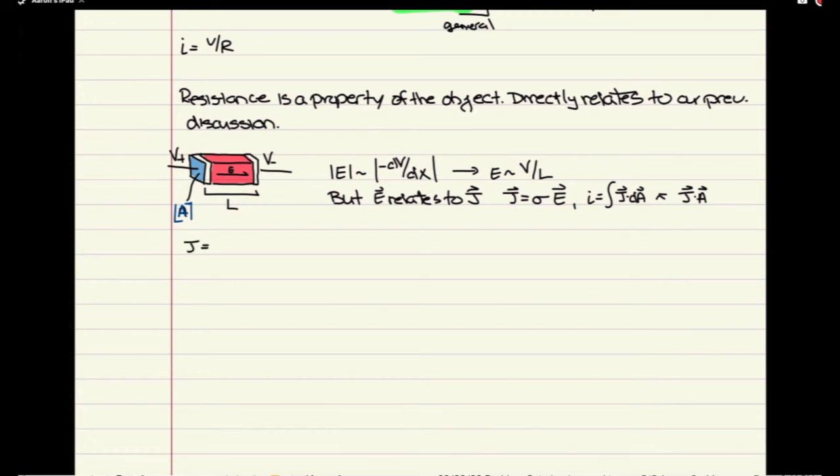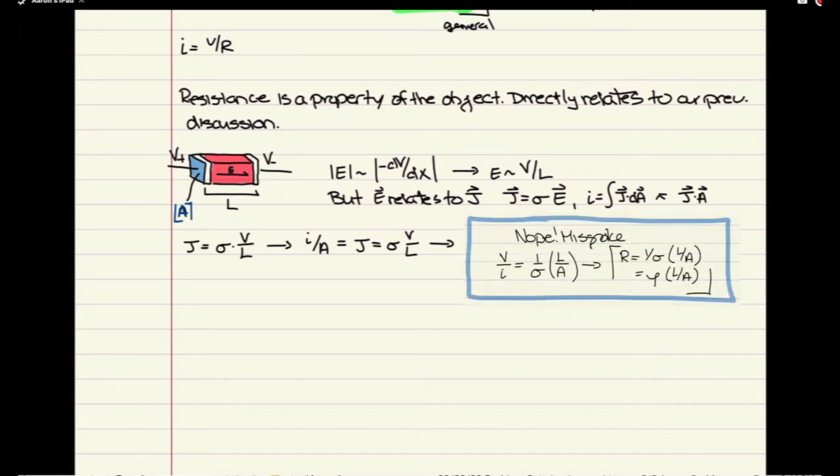So let's say I might first say that J is the conductivity times the electric field, but the electric field we said was V over L. J itself is related to the current, so we could say that I divided by the surface area is the same thing as J, which we just said is sigma V over L. And then we can rearrange this to get that V divided by I is the same thing as 1 over sigma times L divided by A. And above, we say that R is 1 over sigma times L divided by A.